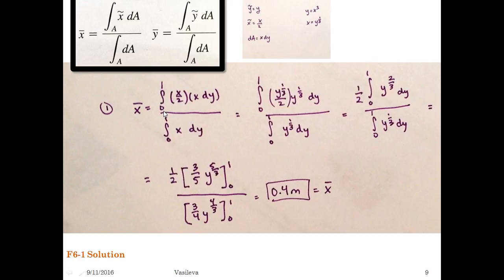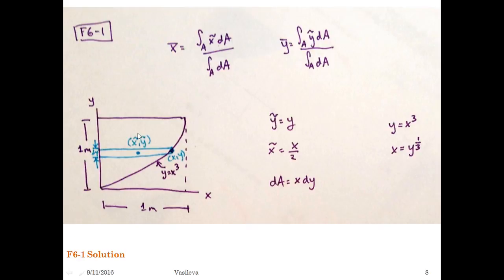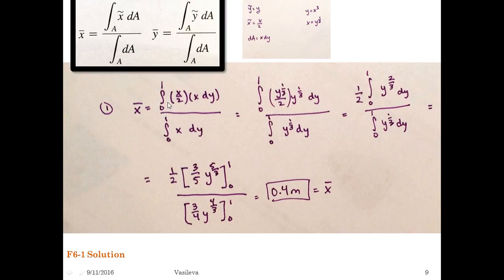I go from 0 to 1. Now the reason I go from 0 to 1 is because I'm differentiating in terms of dy, and y goes from 0 to 1 as well. Then x squiggle, we said x squiggle was x over 2, so I plugged that in, and times dA, we said dA was x dy. Over the integral 0 to 1 of dA, which was x dy.